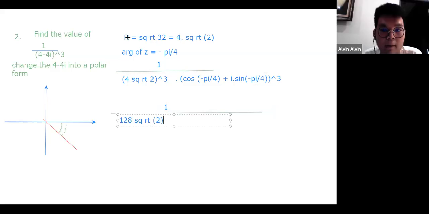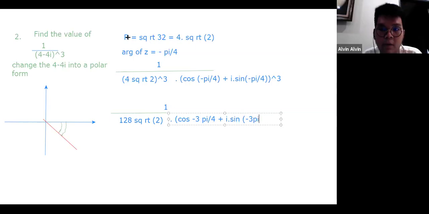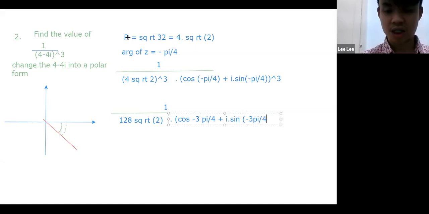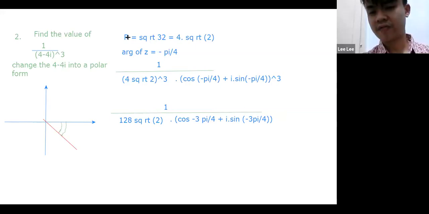Then the cos, you multiply the power into the number. So it'll give you cos negative 3 pi over 4 plus i times sine negative 3 pi over 4. Still okay until here? So if you use this term, you need to rationalize again because you have a complex number at the denominator, right?